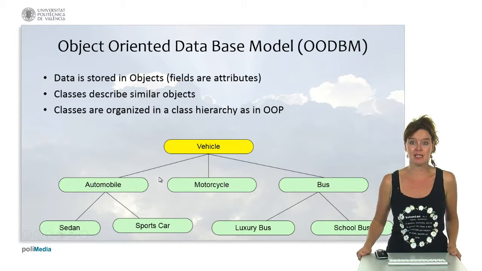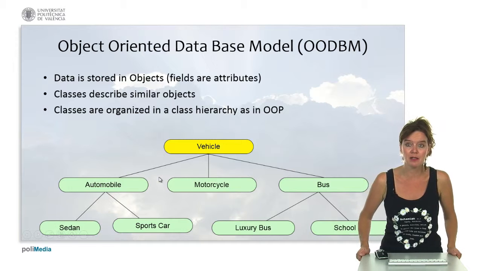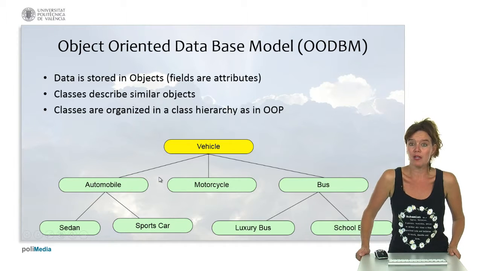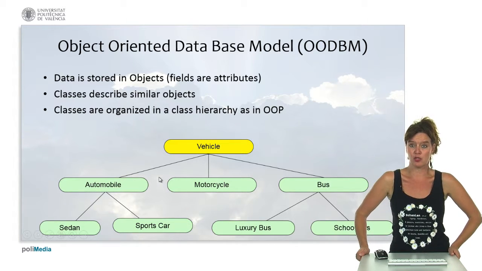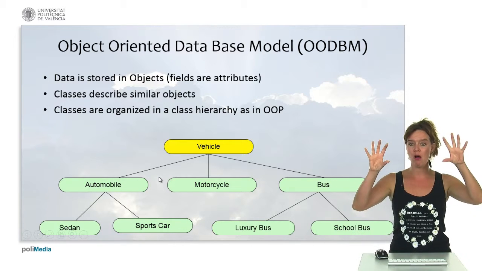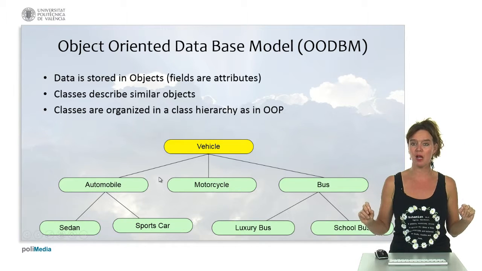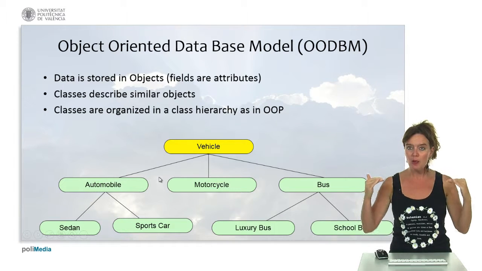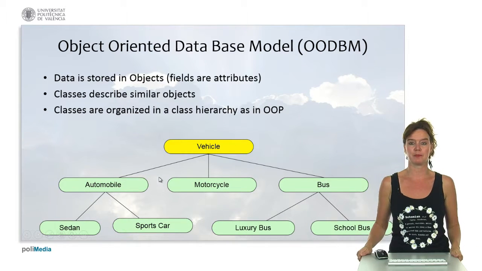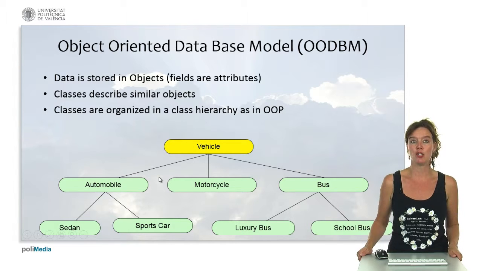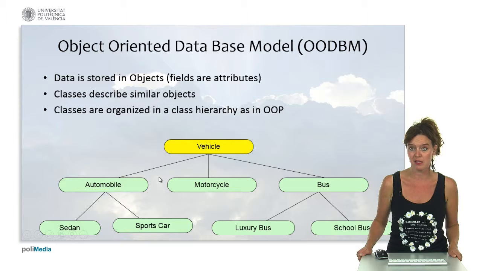Classes describe similar objects and they're organized in a hierarchy, as we've seen in object-oriented programming. So here we see the example of the vehicle that we've already seen in that part. We've got a vehicle, which is a superclass, and below it we've got subclasses that describe other types of objects. And below that, more concrete objects. So then the data in an object-oriented database is stored like a hierarchy of classes.